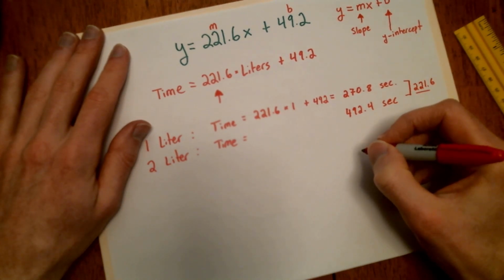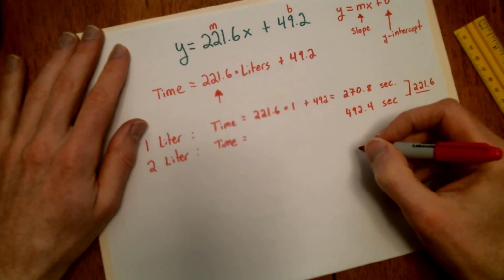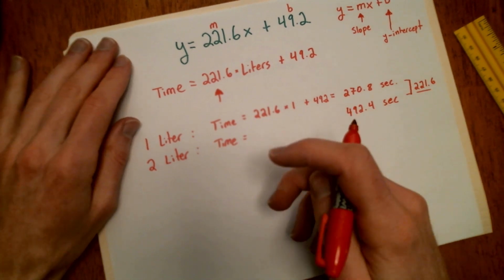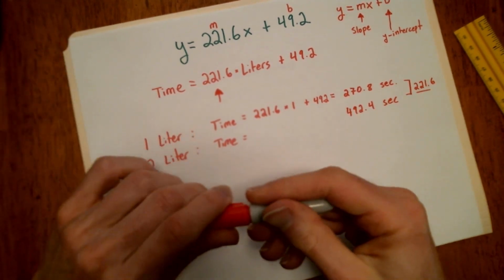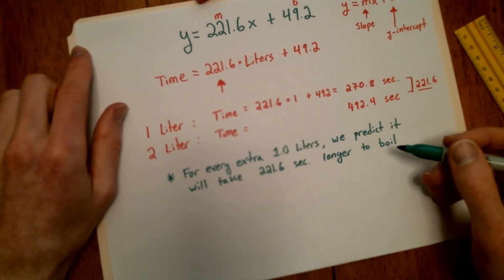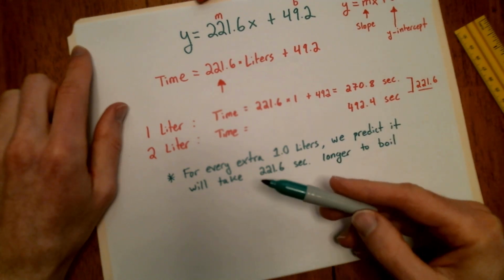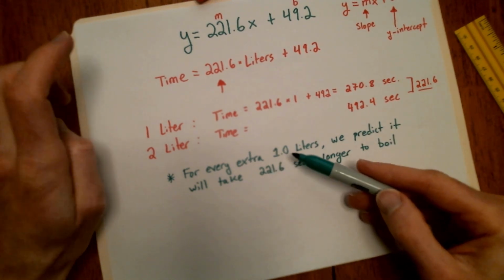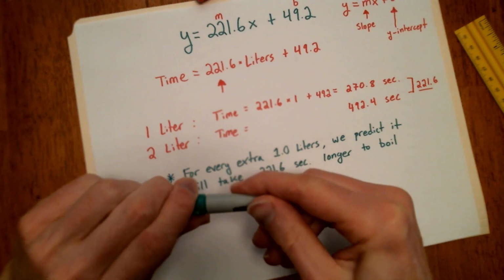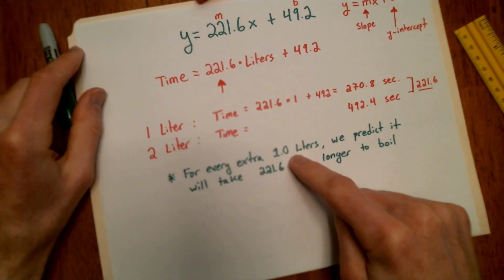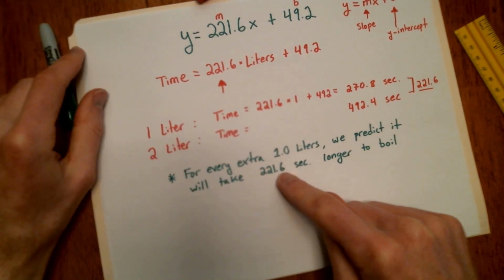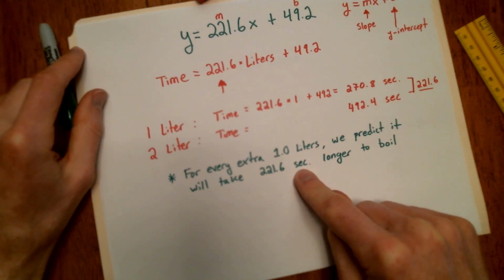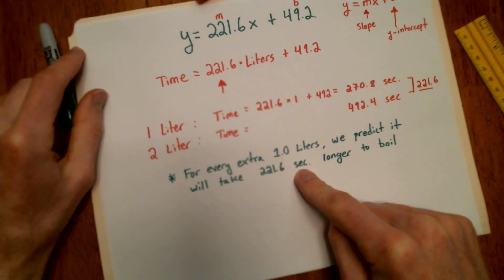They differ by this. That's the value of our slope. So what does the slope value actually mean? It means this. Every time you bump up the amount of water by 1 liter, for every extra liter you put in there, it's going to take 221.6 seconds longer to boil.